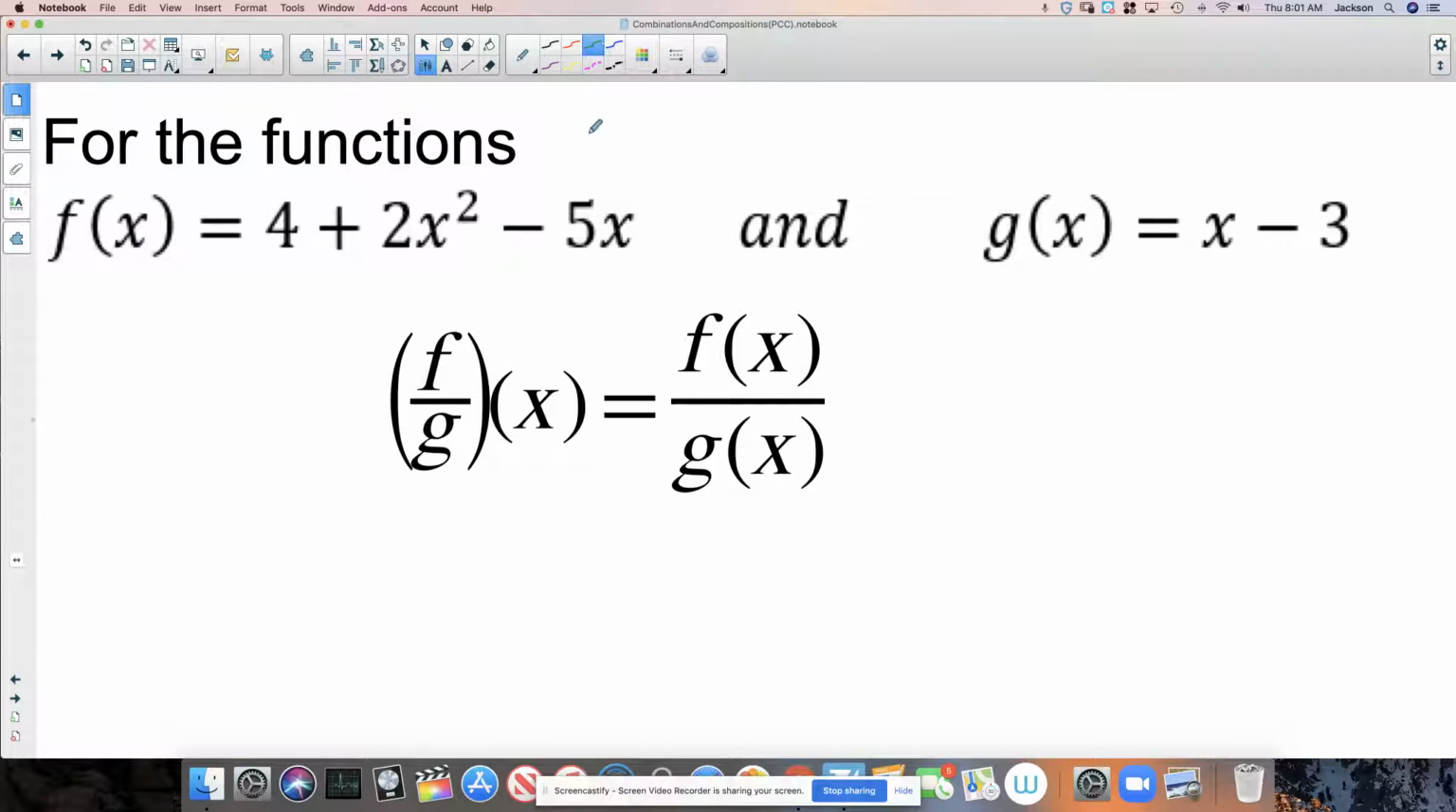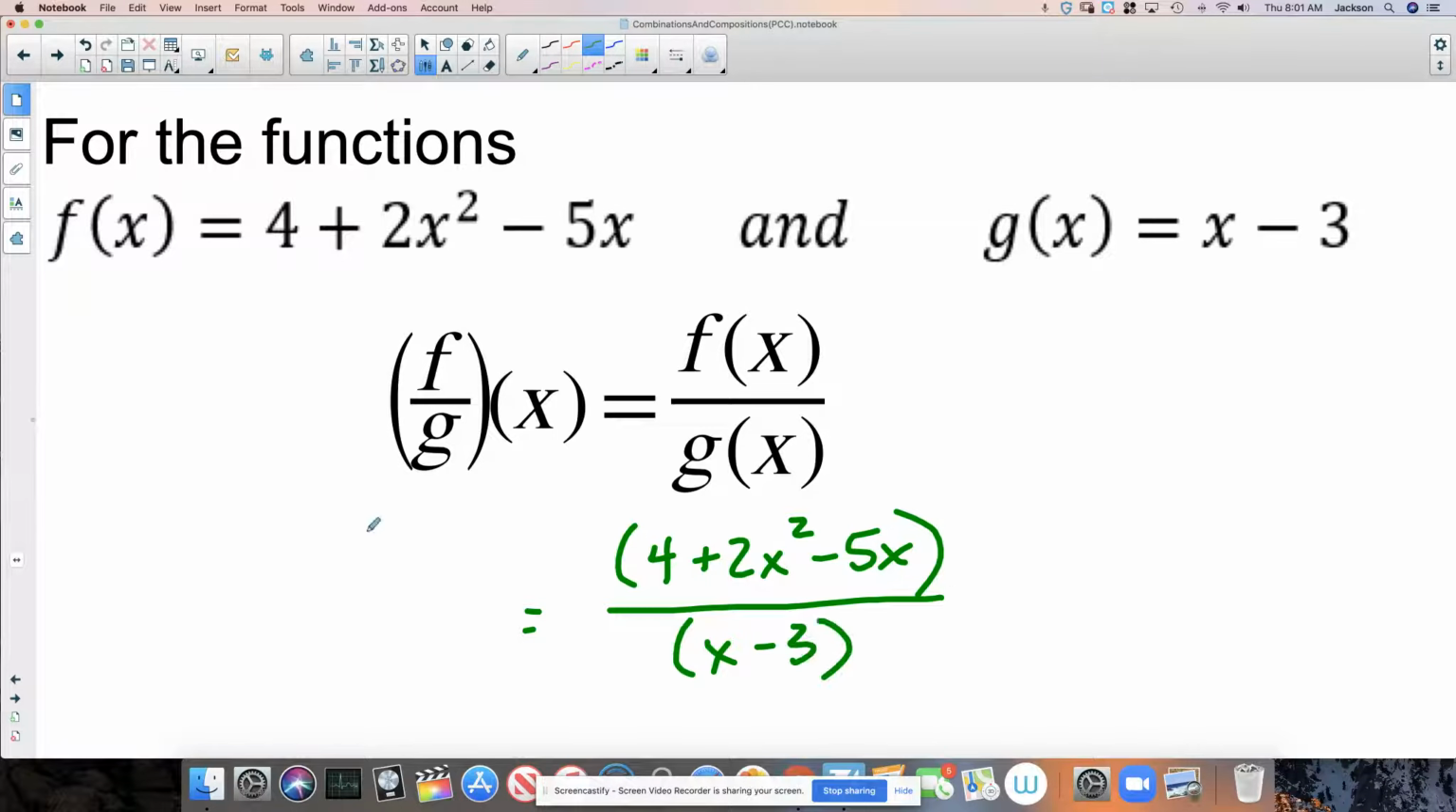Last but not least in our discussion of combinations is the quotient of two functions, where we're taking one and dividing by the other. So similarly, when we divide f and g of x, we're really dividing f of x by g of x, right? If we follow suit like we've been doing, I'm still going to put these parentheses just because I want to be consistent when I substitute these values in. So here is our function f over g, or f divided by g of x.